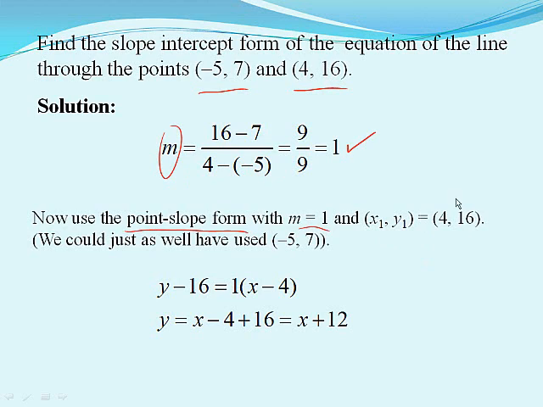So we could also be using the other point if we want to. So substituting in the point slope form, we get y minus 16 equals 1 times x minus 4, and solving for y, we will get y equals x plus 12.